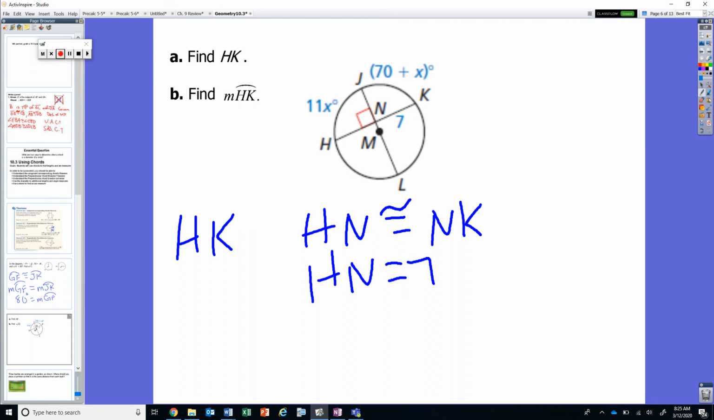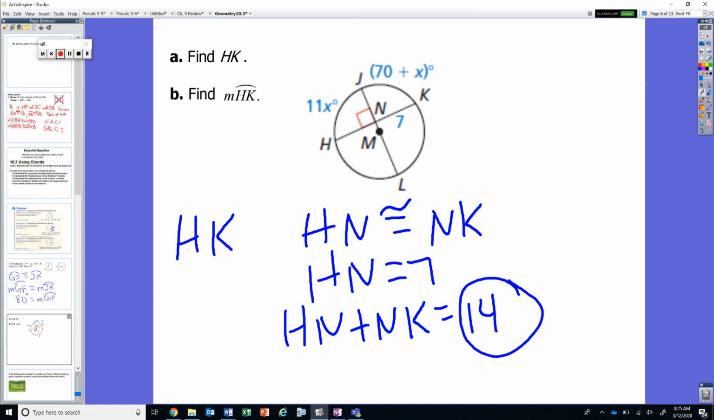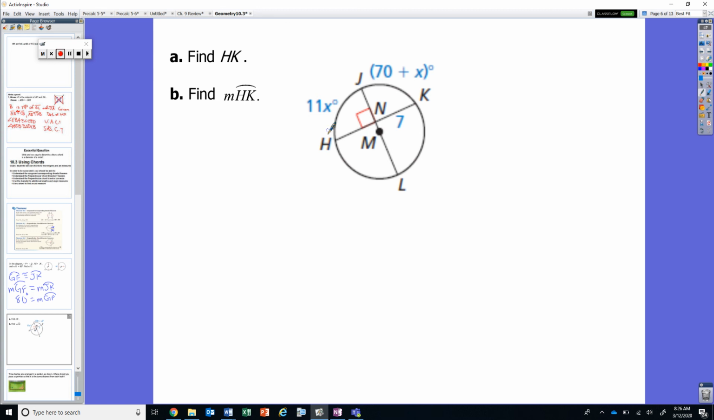And we know that HK is HN plus NK. That means that the entire value of HK, of course, is then going to be 14. All right, so that's how we can finalize the identities of and the values of certain chords and parts of the chords using this. And of course, if they gave you expressions, you can set things equal to each other. Maybe they use a segment addition postulate in the process. A lot of different options there. Let's finish up this idea, though, and find the measure of arc HK.